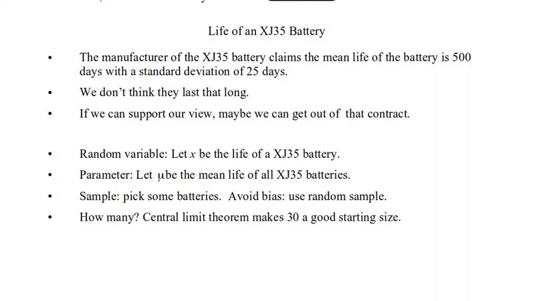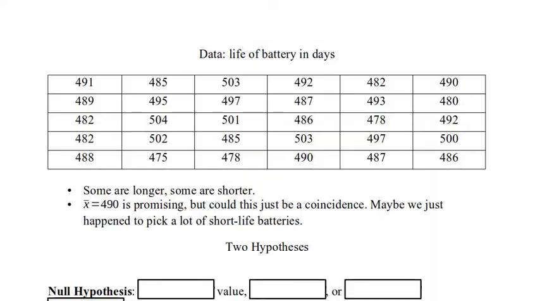We don't think that the batteries last that long. If we can support our view, if we can support our claim that the batteries don't last that long, then maybe we can get out of the contract with this manufacturer. The random variable x is the life of a single battery. The parameter mu is the mean life of all of these batteries. We're going to pick a sample. We're going to use a random sample to avoid bias. We should probably choose 30 according to the central limit theorem.